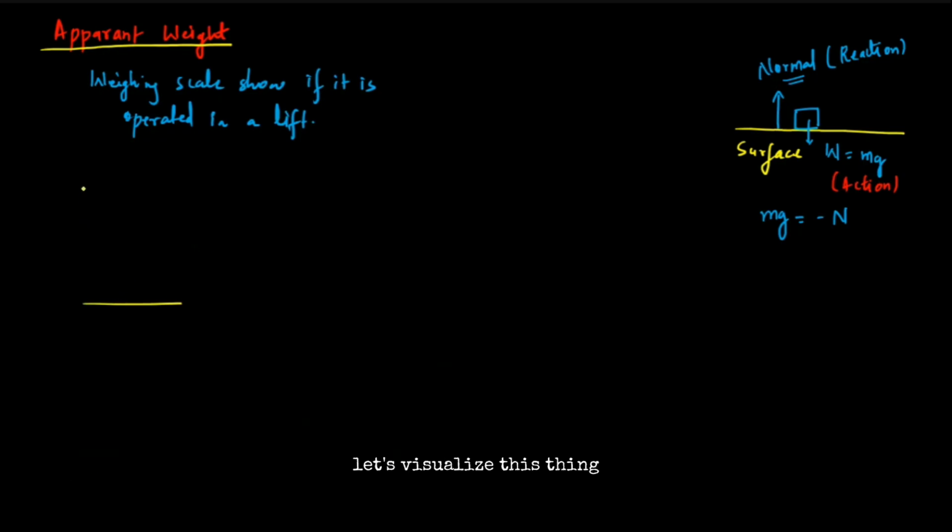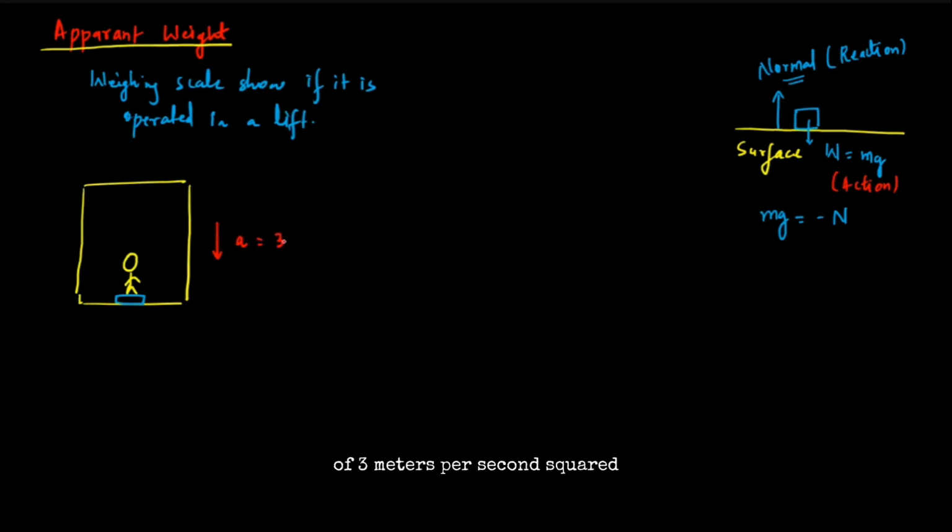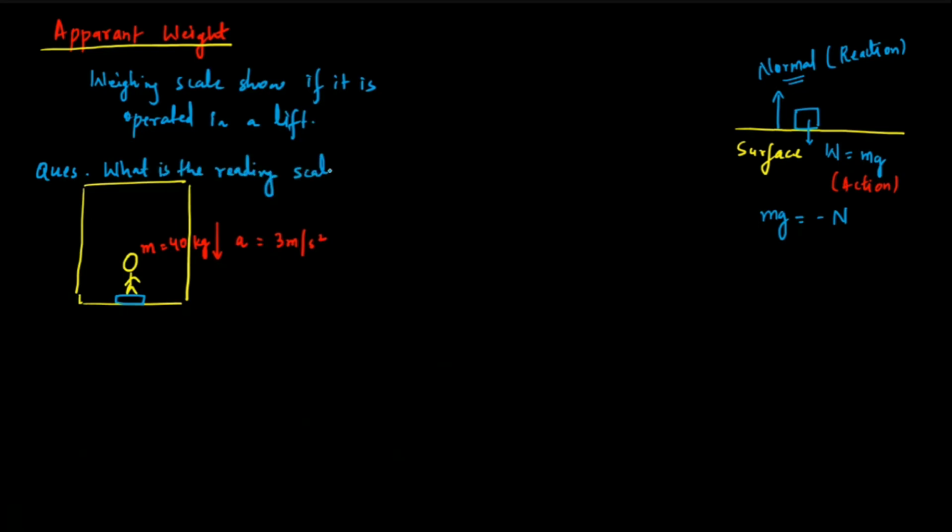So let's visualize this thing. Suppose you are in a lift and you want to weigh. So you are standing on a weighing scale. And this lift is going downward with an acceleration of 3 meters per second square. And your mass is around 40 kgs, as I say. So the question is, what is the reading of the weighing scale? So here we have to understand what a weighing scale actually measures whenever we use it.